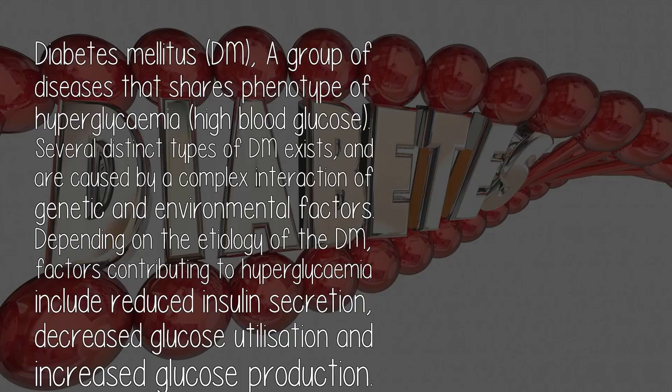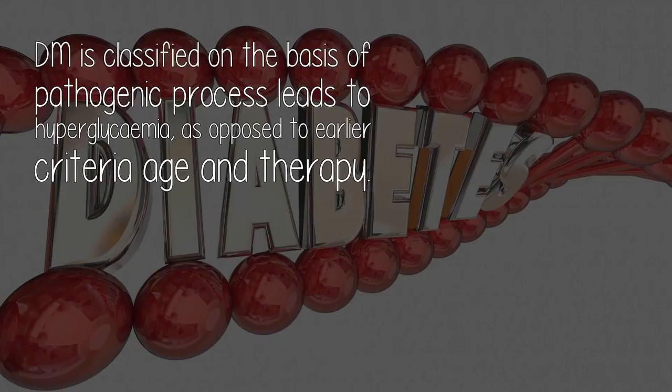So let me say, diabetes mellitus, DM, is a group of diseases that shares the phenotype of hyperglycemia, high blood glucose. Several distinct types of DM exist, and are caused by a complex interaction of genetic and environmental factors. Depending on the etiology of the DM, factors contributing to hyperglycemia include reduced insulin secretion, decreased glucose utilization, and increased glucose production. DM is classified on the basis of the pathogenic process that leads to hyperglycemia, as opposed to earlier criteria like age or therapy.